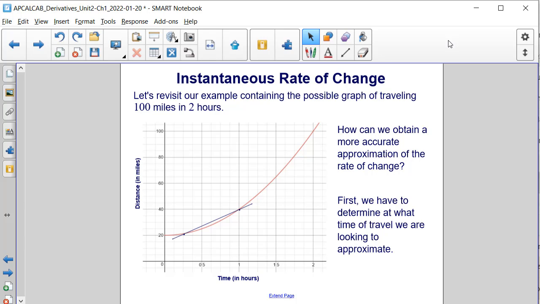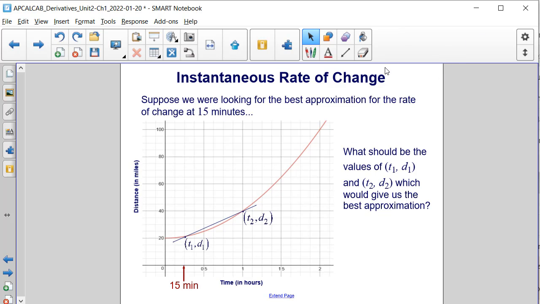First, we have to determine at what time of travel we are looking to approximate. Suppose we were looking for the best approximation for the rate of change at 15 minutes. What should be the values of time 1 and distance 1, as well as time 2 and distance 2, which would give us the best approximation? We could start by putting time 1 and distance 1 at the 15-minute mark, and then we could put time 2 up here at 1 hour and record that distance.